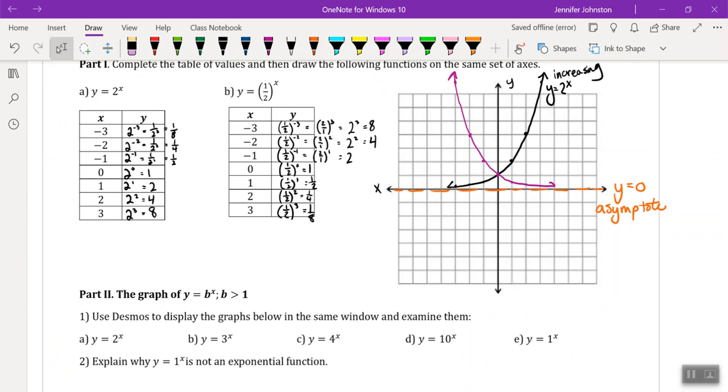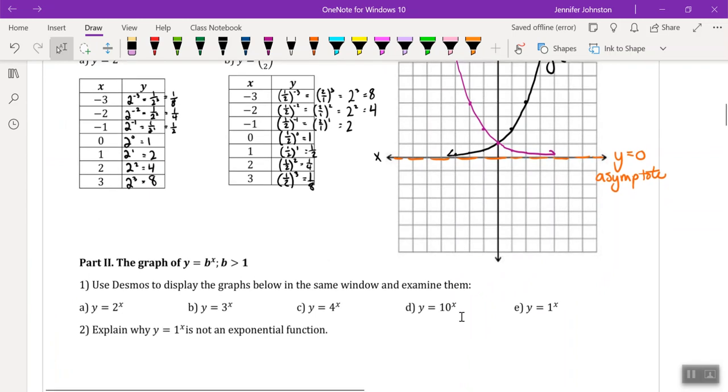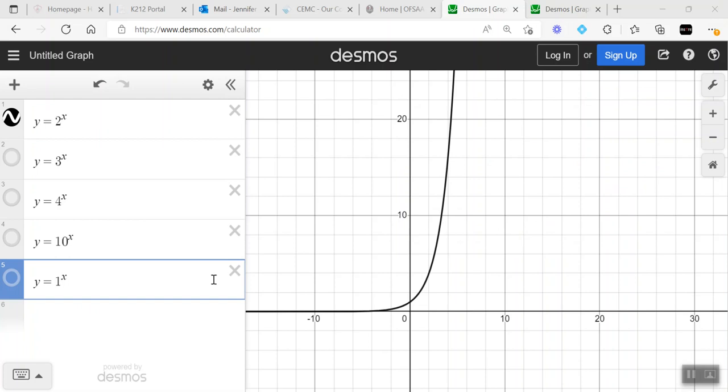We're going to be graphing those next. So go on Desmos, use your phone, and you need to graph all of these functions in the same window. All right, so it should look a little bit like this. We've got y equals 2 to the x, y equals 3 to the x, y equals 4 to the x, 10 to the x, and we'll talk about that one in a second.